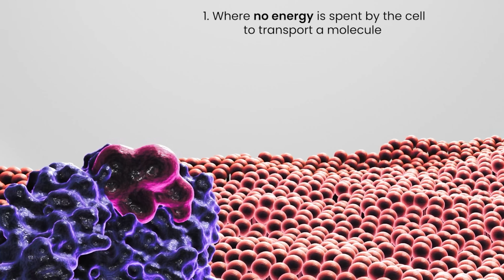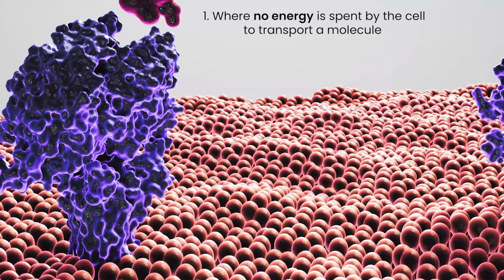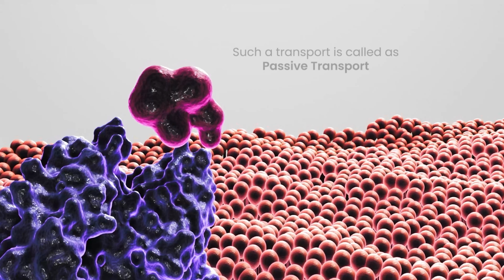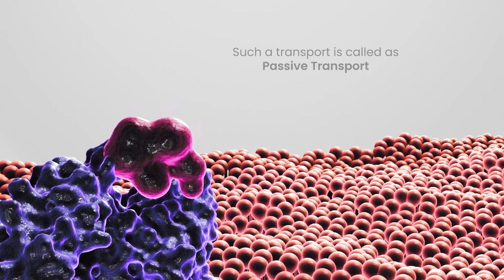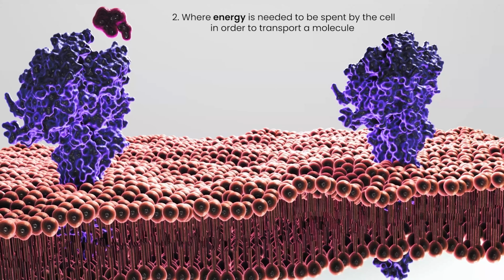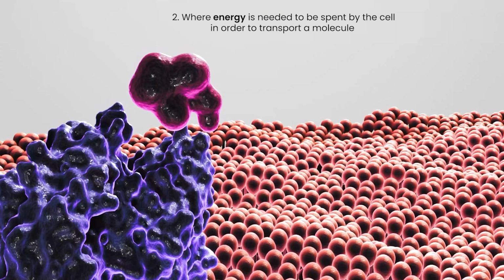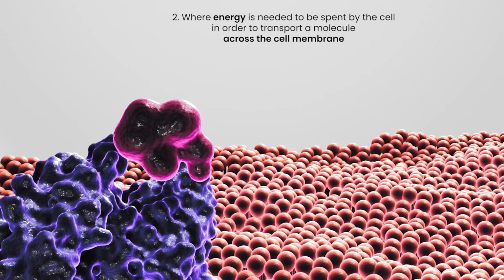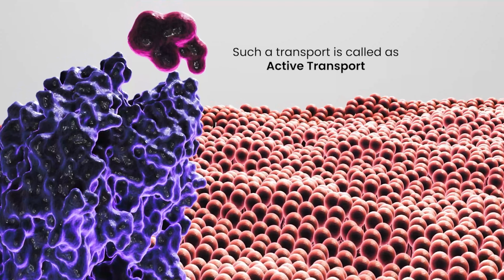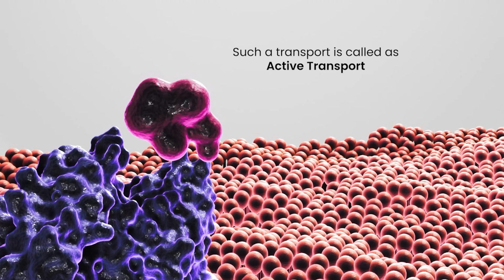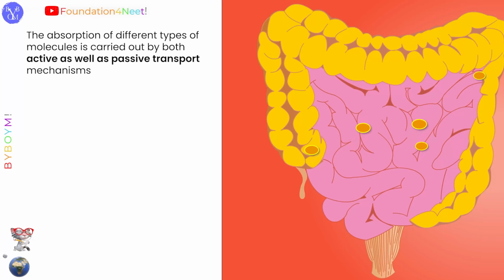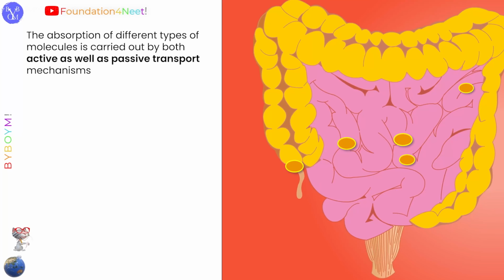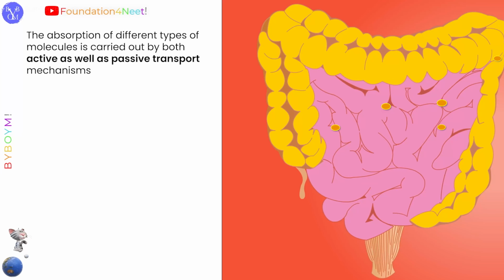So there are two types of transport that happen across the cell membrane. Number one, where no energy is spent by the cell to transport a molecule. Such a transport is called passive transport. Number two, where energy needs to be spent by the cell in order to transport a molecule across the cell membrane. Such a transport is called active transport. The absorption of different types of molecules is carried out by both active as well as passive transport mechanisms.